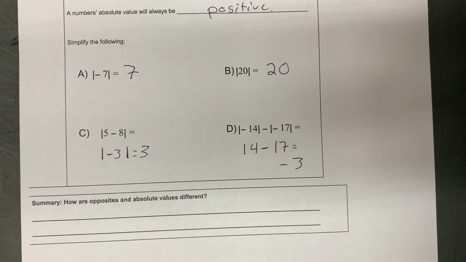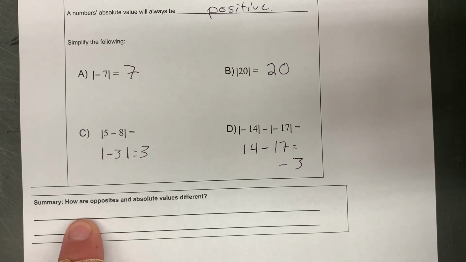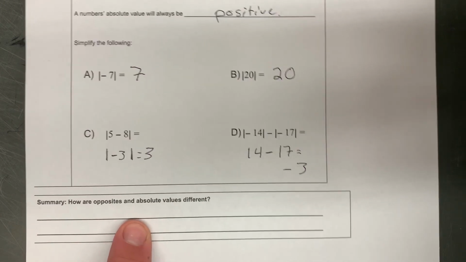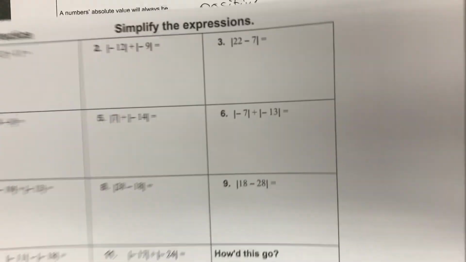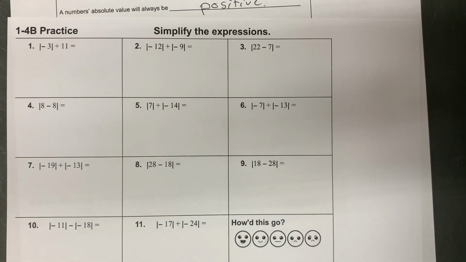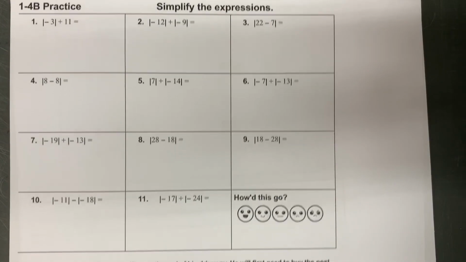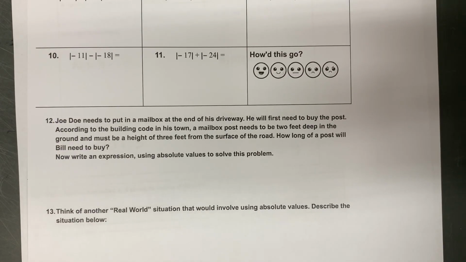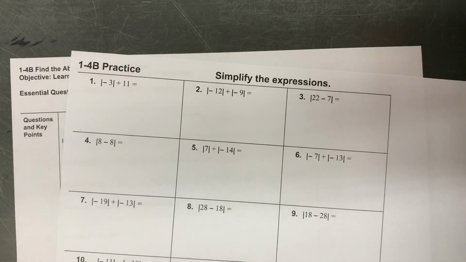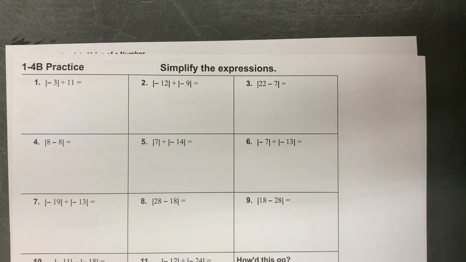That's all we have for the notes for today. What I would like you to make sure that you do is complete the summary. This needs to be in a complete sentence, and make sure that you are answering how are opposites and absolute values different. When you're finished with that, make sure that you complete the practice problems for today. You are simplifying all these expressions. If you have any questions about these, make sure you either rejoin our Google Meets, or you send me an email, or rewatch this video and refer back to your notes.